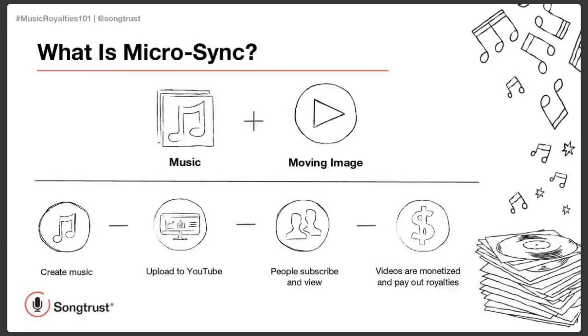All right, so let's talk a little bit more in depth about microsync. You might be familiar with sync licensing in general, and that refers to when a piece of music is synchronized with a moving image. So, typically a licensee would reach out to the rights holders on the master side and the composition side, negotiate a fee, and pay it to them for the use of a song in, let's say, a television show or a movie trailer or an advertisement.